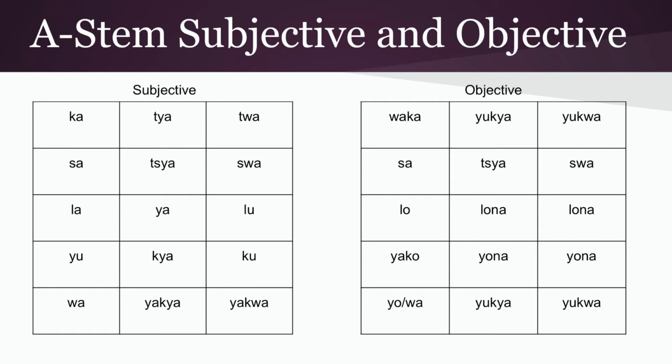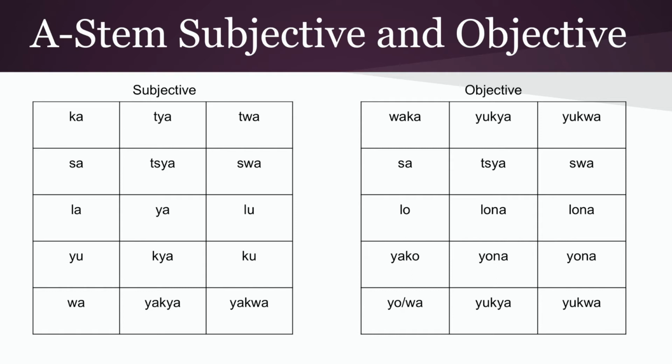And the objective pronouns, starting with the first one, that's me, and then moving down. So we first have waga, za, lo, yago, yo, or wa, yungya, ja, lona, yona, yungya, yungwa, swa, lona, yona, yungwa. So let's talk about the patterns.